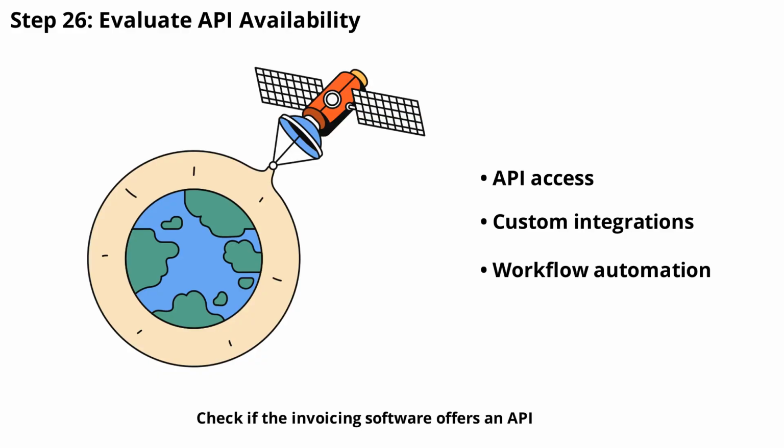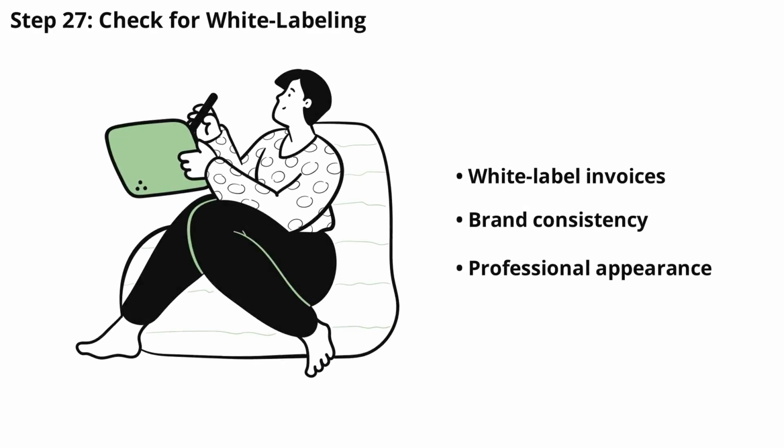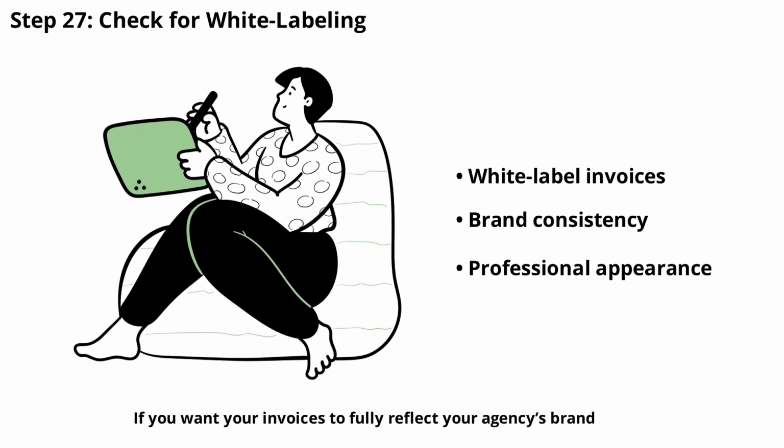Check if the invoicing software offers an API for integrating with other tools or building custom solutions. This gives you the flexibility to automate and extend your invoicing process as needed. If you want your invoices to fully reflect your agency's brand, look for white labeling options. This allows you to remove the software provider's branding and use your own, creating a seamless experience for your clients.